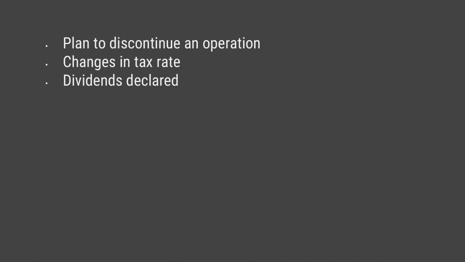Now let's talk about the casualty losses and dividends declaration. Casualty losses from natural disaster. Your building or other assets destroyed after the year end. This occurred as a result of events after the year end.